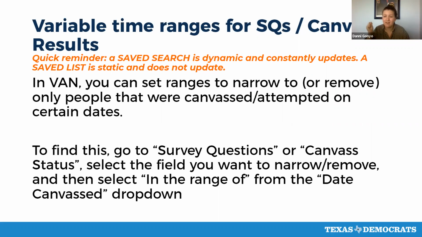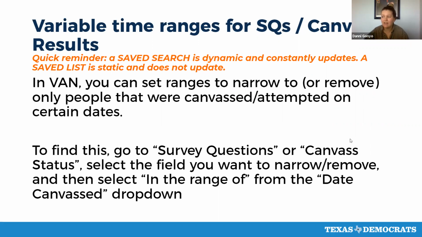Saved searches are dynamic and constantly update, whereas a saved list is static and will not update at all. So if you're doing anything with variable time ranges, or you just want to make sure that your list is always up to date, always save it as a saved search, so that way it'll update over time.